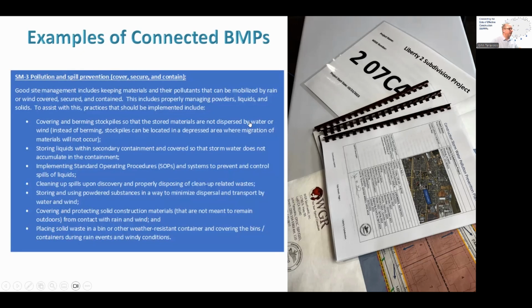Examples of connected BMPs might be where we talk about a spill prevention program. If I have oils and fuel on site, which most, if not every job site has, I need to make sure I have a spill prevention and cleanup program identified in my SWPPP, and not just say, yeah, we're going to respond to spills, but where's the spill kit? What spill kit do we have? Is it big enough to handle what we have?